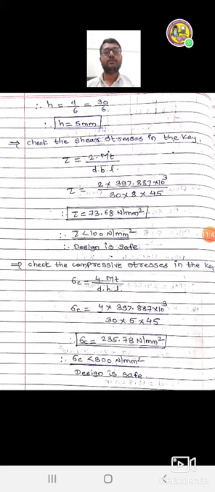So this is nothing but the numerical on flexible bush pin type coupling from unit number 2.